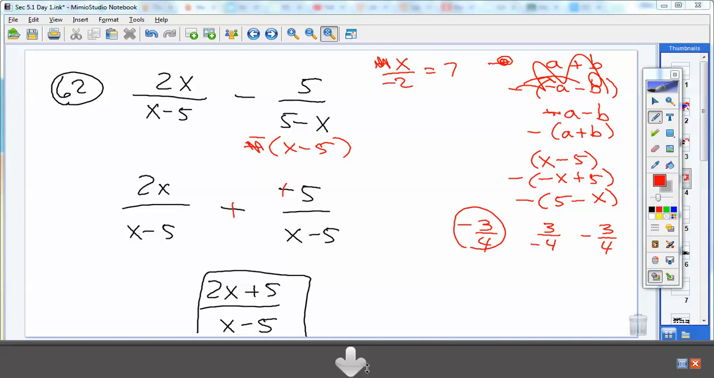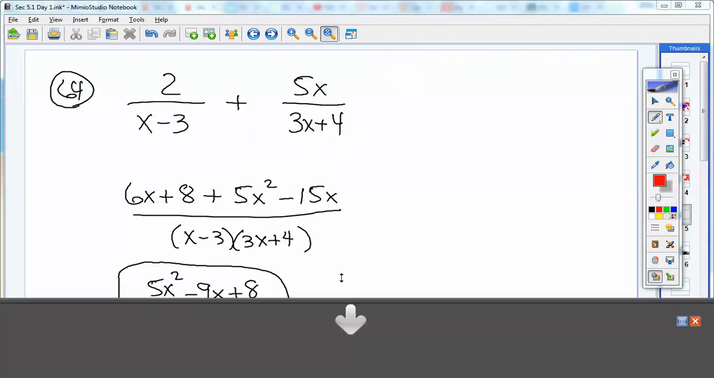Okay? Now, the advantage later on in calculus to doing that is, again, if we want to do calculus to this, a lot of times it's much easier to do calculus to a single fraction than it is to multiple fractions. So we want to get it written as a single fraction is sometimes to our advantage. Okay? All right, let's look at 64.